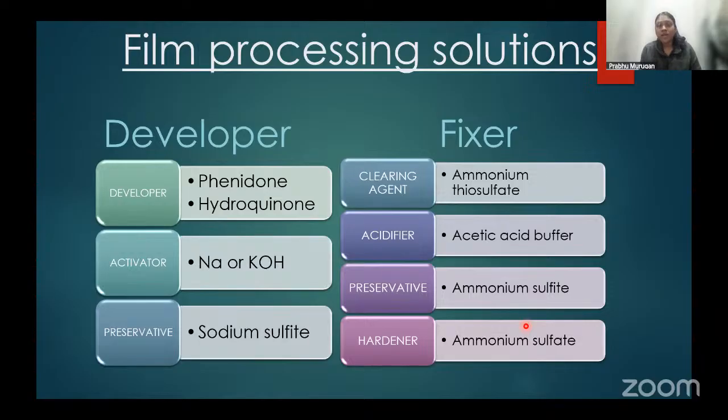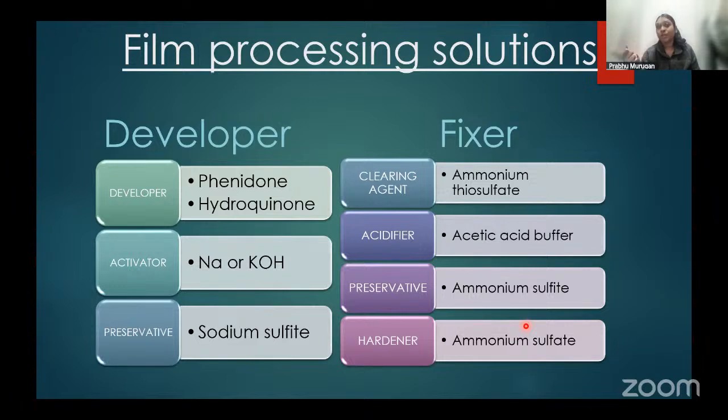The reason why you need a hardener is you have gelatin in your X-ray film base. So this hardener will go and combine with the gelatin and it will fix the image onto the X-ray film. See, once you've got the image, after putting in developer, fixer and all, this image shouldn't get washed away, right? So it has to be fixed onto the X-ray film. The hardener that is used is ammonium sulfate. So this is about the components of your processing solutions, developer and fixer.